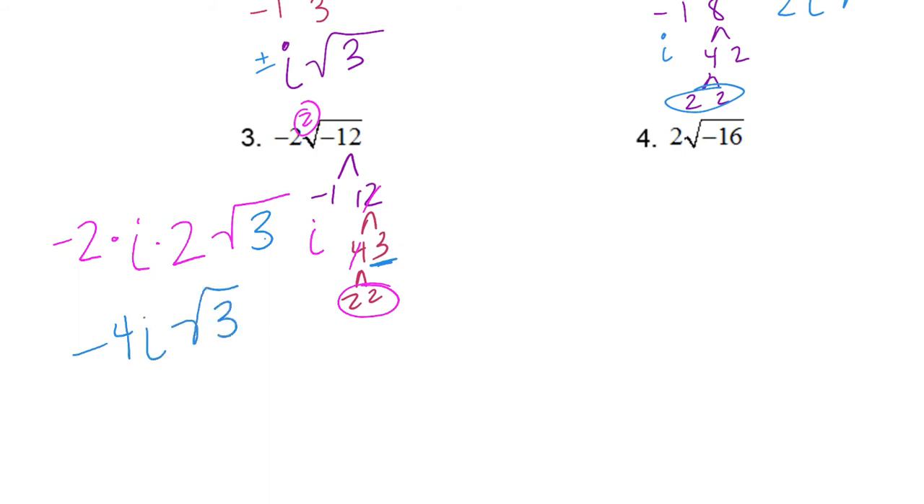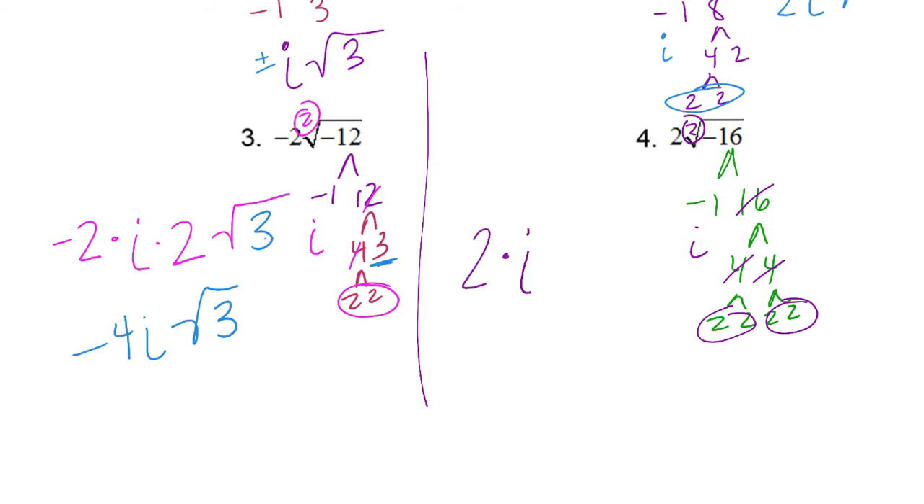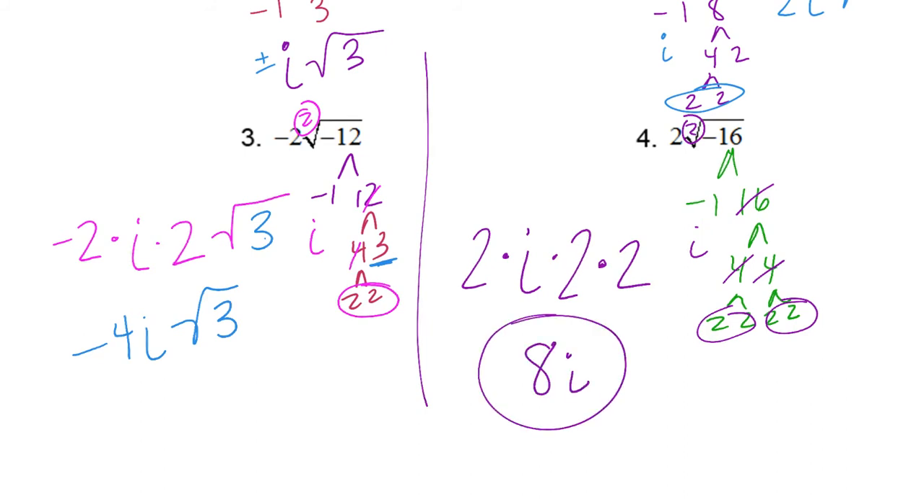All right, let's look at number 4. Break down this negative 16: negative 1 and 16. Break down 16 into 4 and 4. Break down 4, 2 and 2. Then don't forget, we need to circle our pairs: a pair of 2s, a pair of 2s. And then this is i. So you had the 2 that was already out front times the i, and then the first pair of 2s and the second pair of 2s. There's nothing left to stay inside our radical because everything got circled. So 2 times 2 times 2 is 8, and that is our final answer.